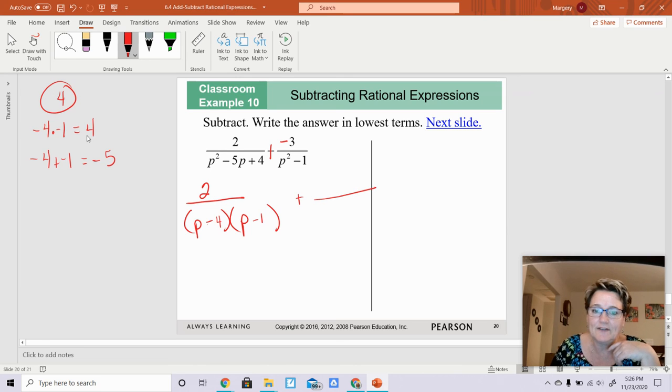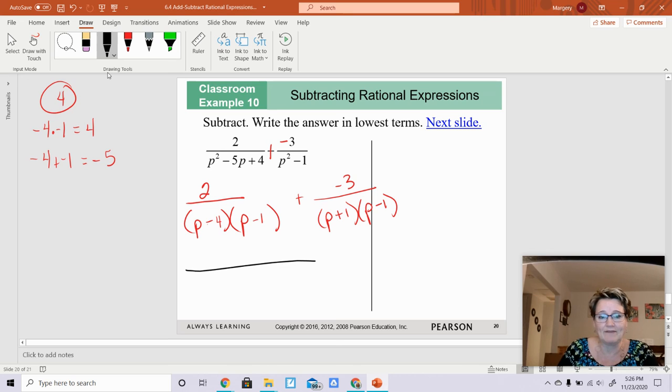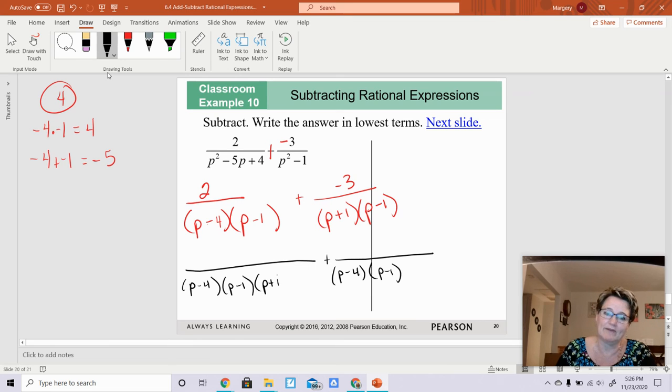Now this is a difference of squares, so that's going to be p plus 1 and p minus 1. And then that's going to be negative 3 on the top. Now this one's going to be a really long problem to do. Good heavens. They both have to have a p minus 4, so I'm going to write that down now. They both have to have a p minus 1, which they both do, so that's no problem. And they both have to have a p plus 1. Remember, whatever you see, it's got to be written down there. They both have to share it.